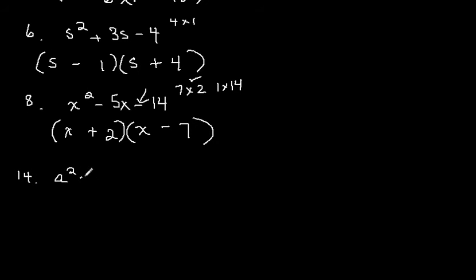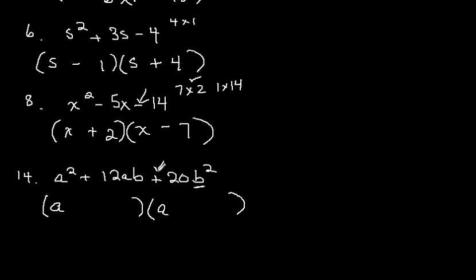a squared plus 12ab plus 20b squared. Okay, the only difference here is you have this b squared at the end. So a times a. If you look at this last sign, it's positive, it means they're both going to be the same. What are they going to be the same as? They're the same as this one, so they're both plus. What times what gives me 20b squared, and when I add them I get 12?